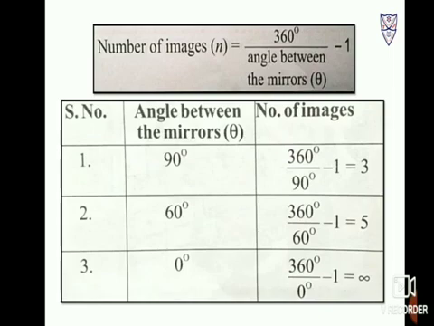Now see the second one. If the angle between the mirrors is 60, how many images are formed? 360 upon 60 minus 1, and when we calculate it, it comes to 5. Now see the third one. The angle between the mirrors is 0, so how many images are formed? Infinite. That symbol shows that an infinite number of images are formed when the angle between the mirrors is 0 degrees.